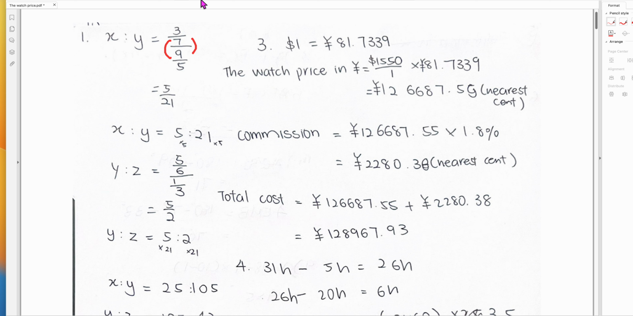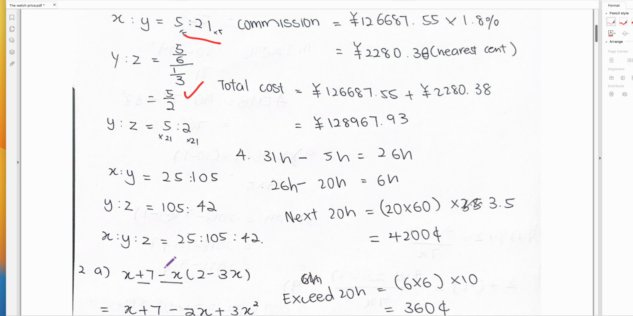The other time I asked you to use calculator. So you get this 5/21. Very good. Use calculator. Times 20. Where's my times 21 now? Oh, so you make it common, because they ask for the X, Y, Z.